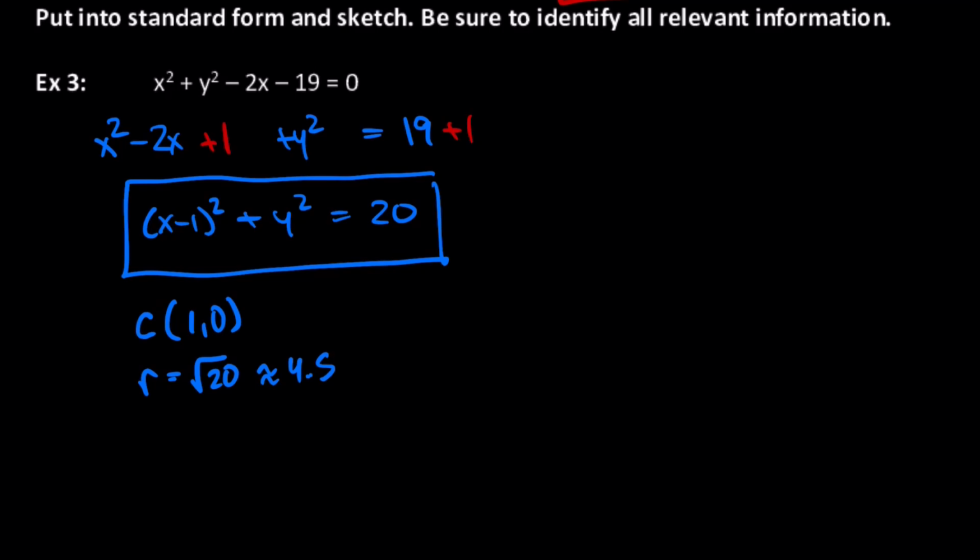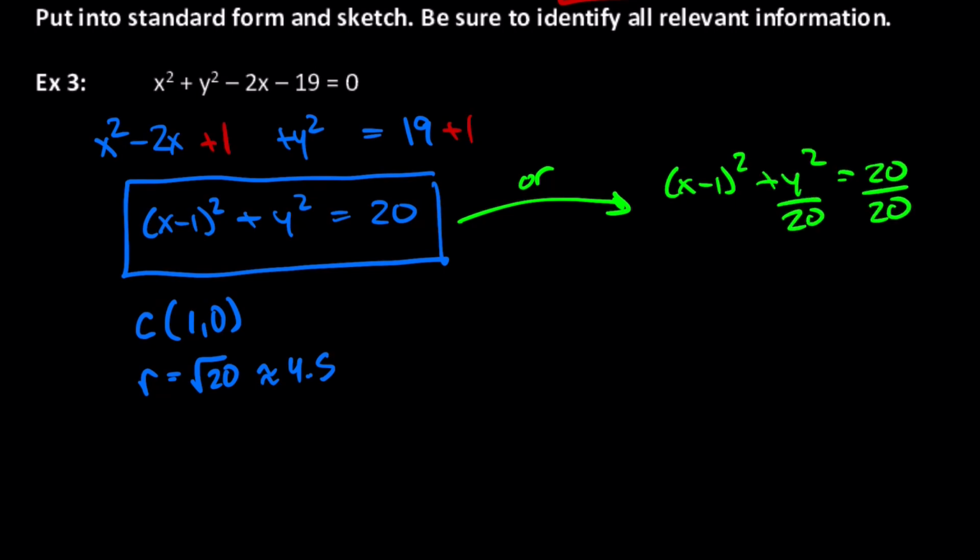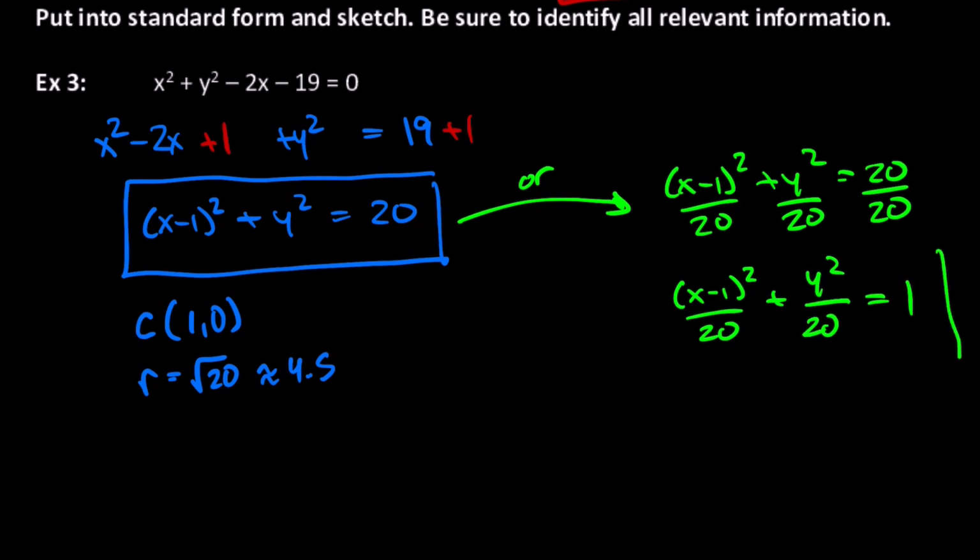Now, before I sketch it, I want to point out something here. Some of you might be conditioned when you get to this point. Let's say you didn't realize it was a circle. You're like, well, everything always has to equal 1, so I always divide by 20. Well, that's totally fine. I get something that looks like this. X minus 1 squared over 20 plus y squared over 20 equals 1. And you might be going under the assumption that maybe this is an ellipse. But check it out. You still go through the same process.